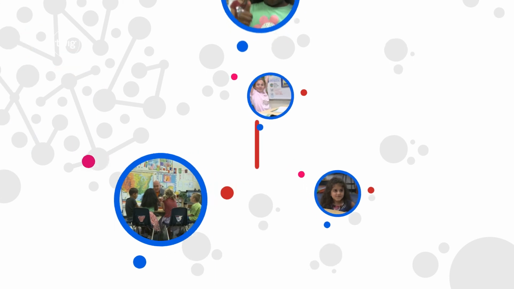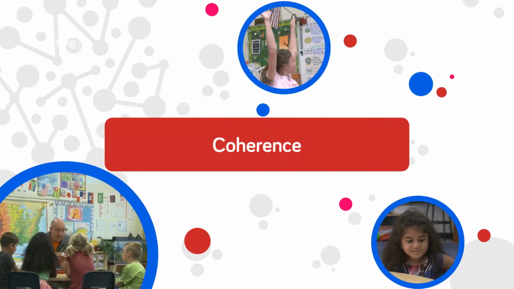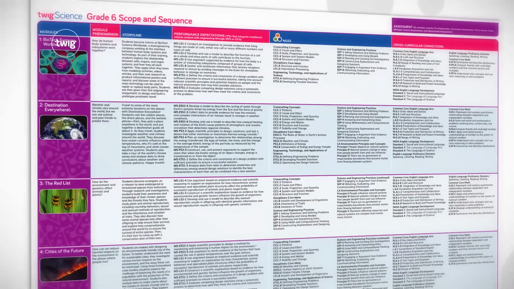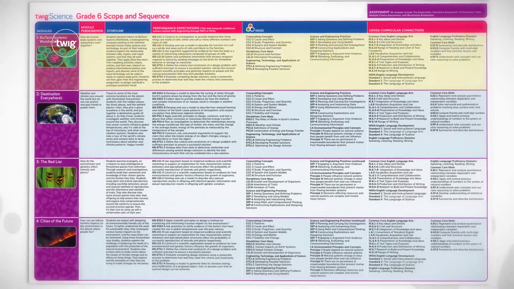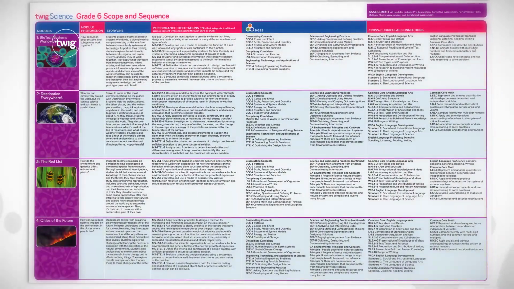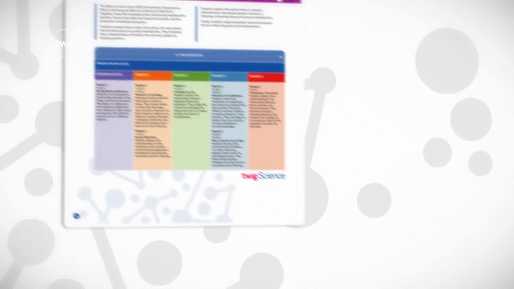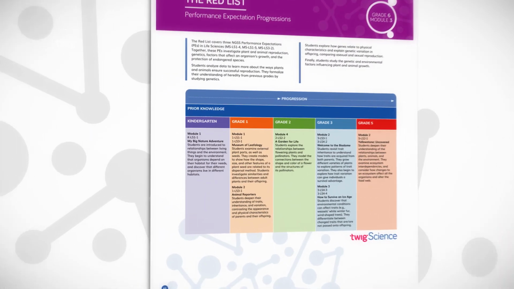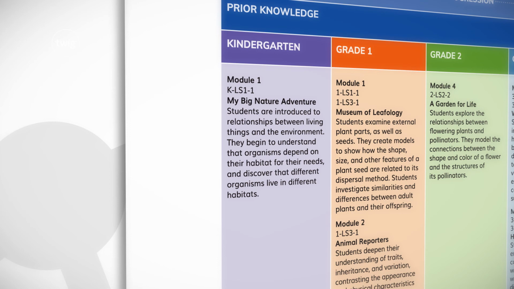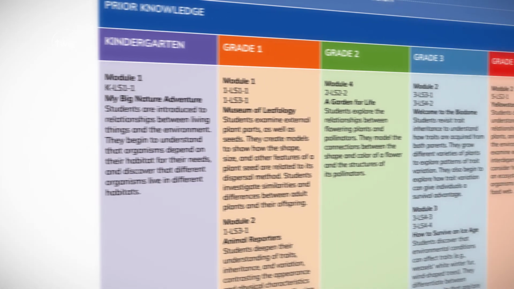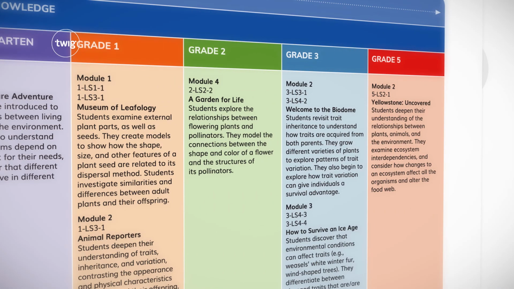Now let's look at the program's coherence. The scope and sequence shows how the dimensions progress across a full grade, while the performance expectation progressions table helps teachers identify the prior knowledge that students bring from earlier grades and the future knowledge that's still to come.